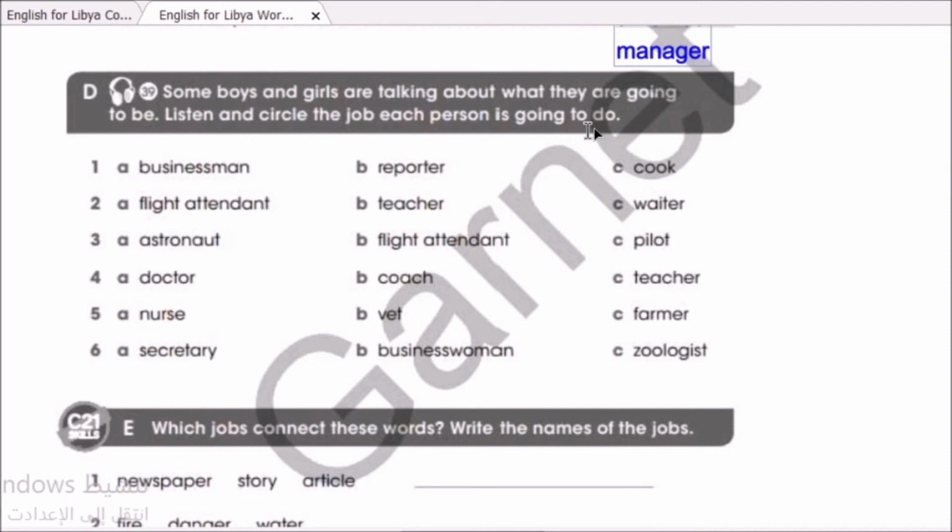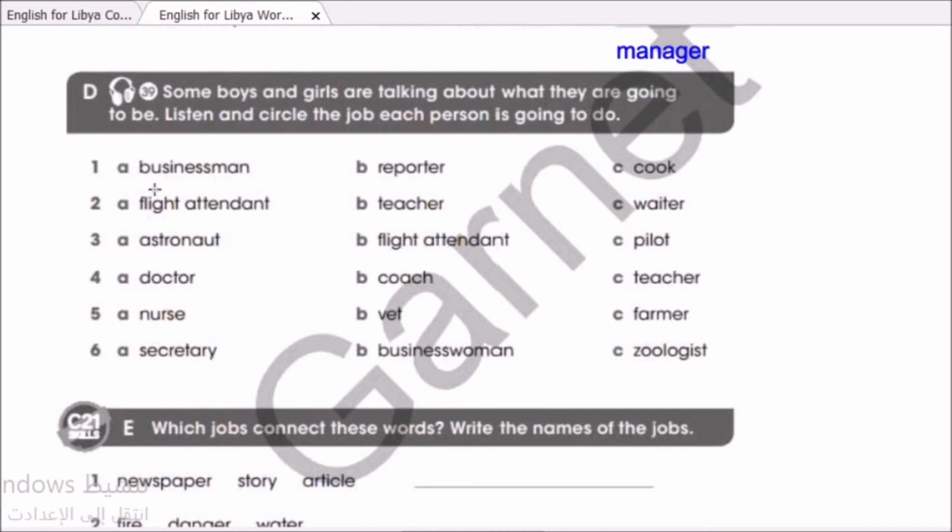You can stop the video, check your answers, and then come back, check with me. Now let's check the answers. Which of the jobs do you think we talked about? Let's put a circle on it, or a square, rectangle, up to you. So we have 6 conversations.